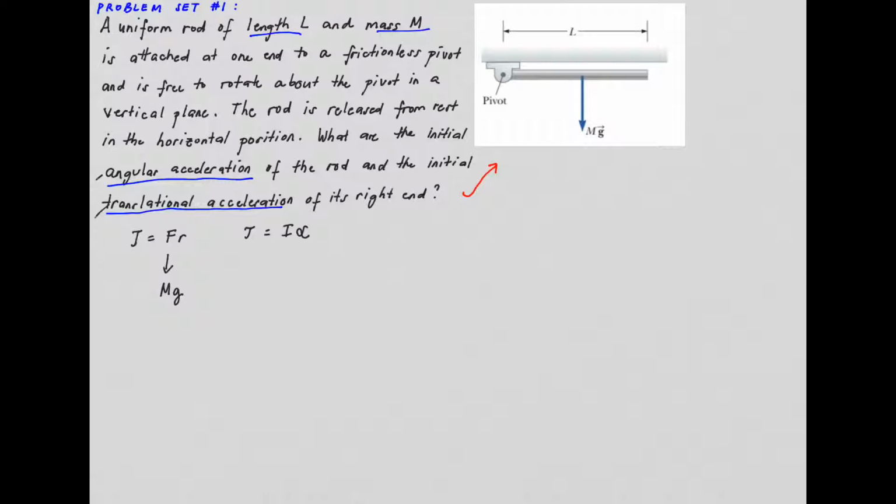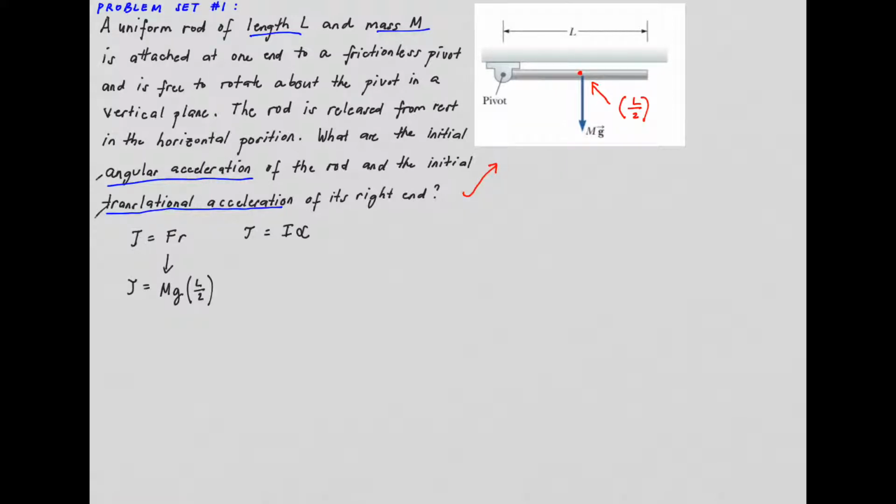Now, the radius here, since it is a uniform rod, we could expect that the center of gravity is at the center of the rod, and therefore that is at L over 2. Therefore, we could expect that the radius for our equation is L over 2.